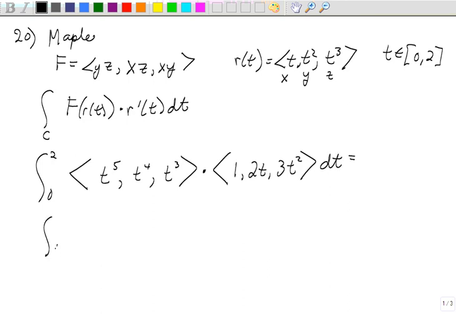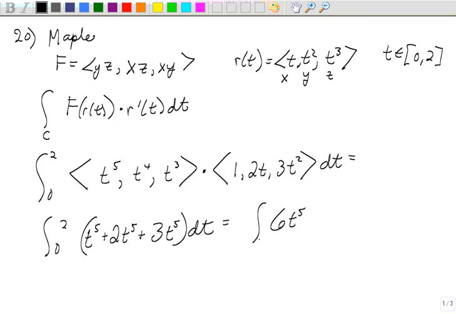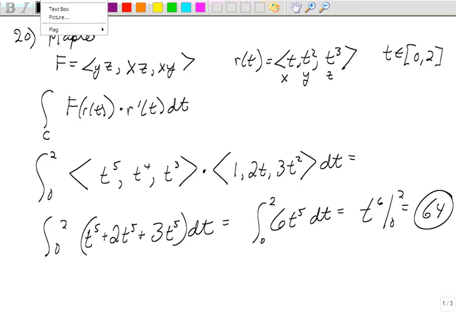So really I'm just integrating t to the fifth plus 2t to the fifth plus 3t to the fifth dt, which is 6t to the fifth, which is just t to the sixth, which is just 64. Okay, so I don't need Maple to do that. Now I'm going to use Maple for the next one, though, which is 24.